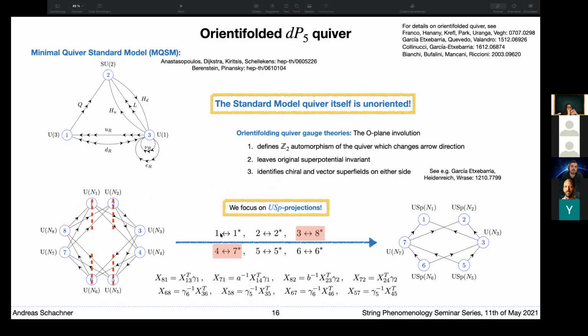So we take a projection that takes nodes 1, 2, 5, and 6 onto themselves and exchanges nodes 3 and 8, and 4 and 7. Focusing on a USp projection, this leads to a quiver diagram shown here on the right, which has 4 USp(N) factors and 2 U(N) factors. The different bifundamental matter fields are related under this projection using these formulas.